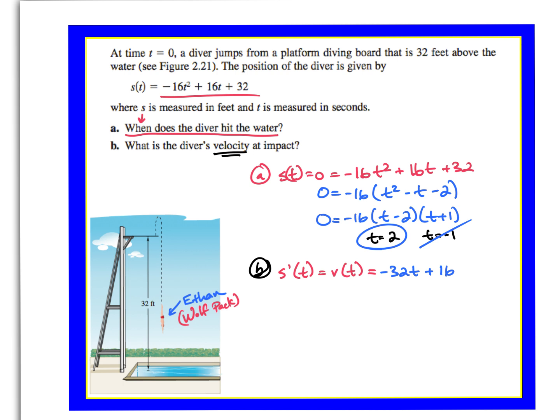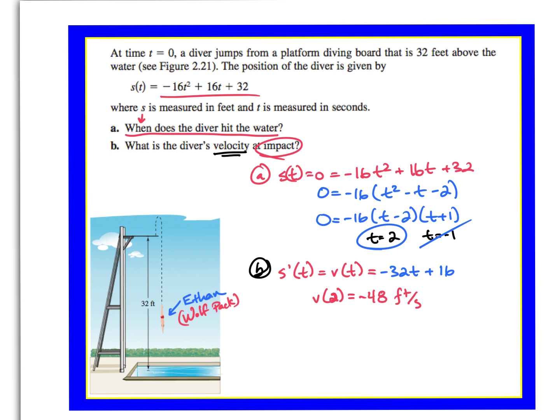All right, and so what do we need to evaluate this at? Not 0, at impact. So at impact, it's time what? 2. Ethan's hitting the water at time 2, so now we need to find v of 2. I'm going to substitute in 2. So now I'd have negative 32 times 2, which is negative 64, plus 16, which is negative 48. His velocity at impact is negative 48 feet per second.